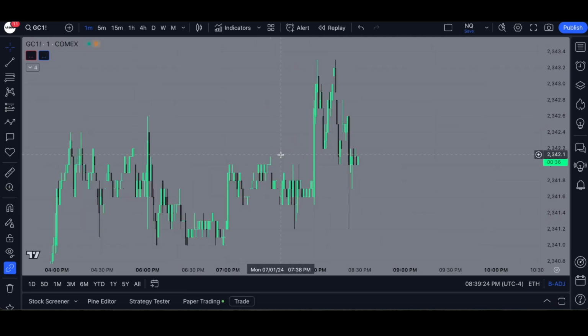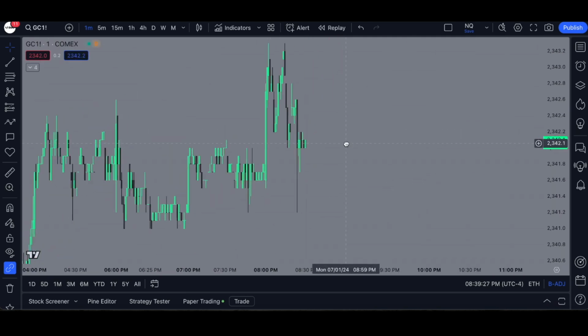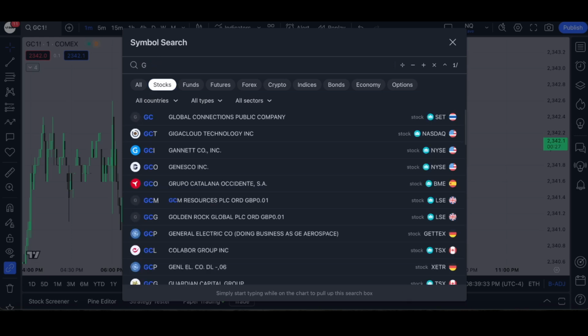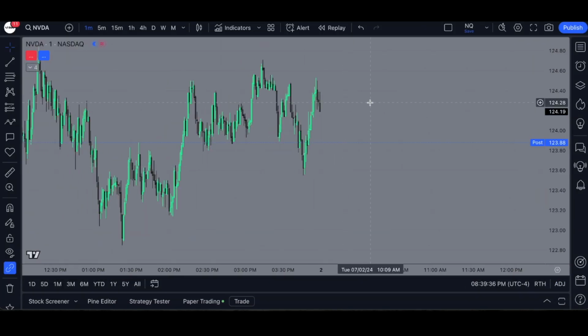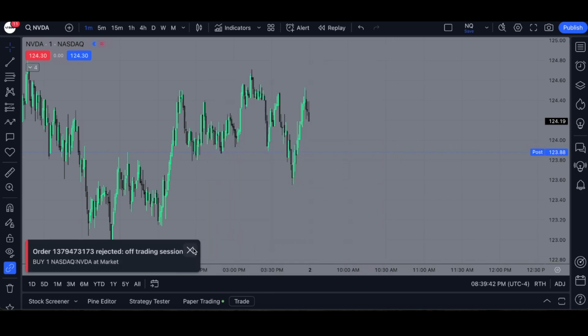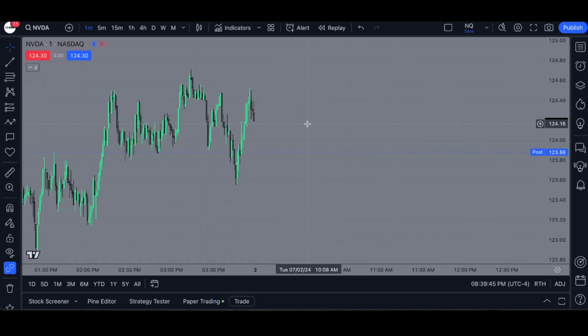If you go to gold, it works the same. It has a price and you can buy and sell at certain levels. Stocks, it's the same thing. You go to Nvidia, it's the same thing. You buy and sell at different levels. I could buy here. It's off session, so it's not going to work, but yeah, it's all the same.